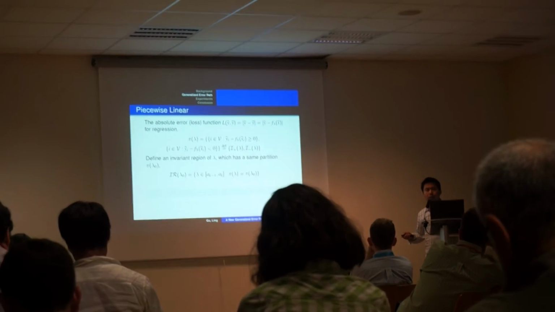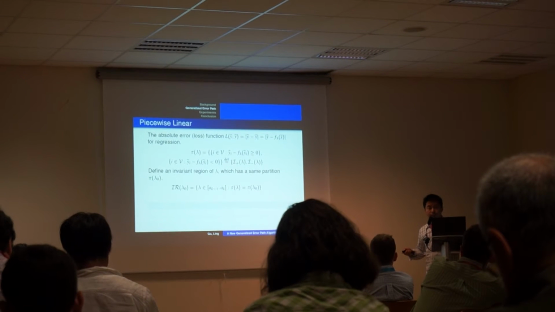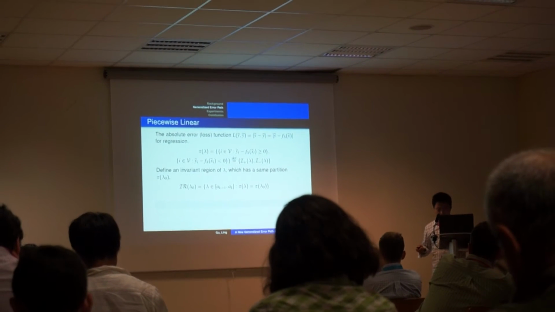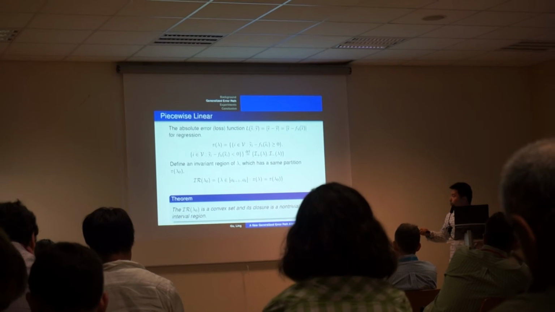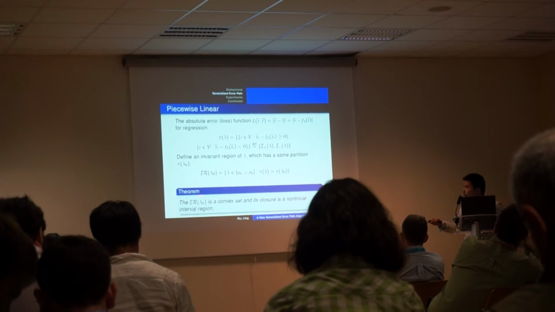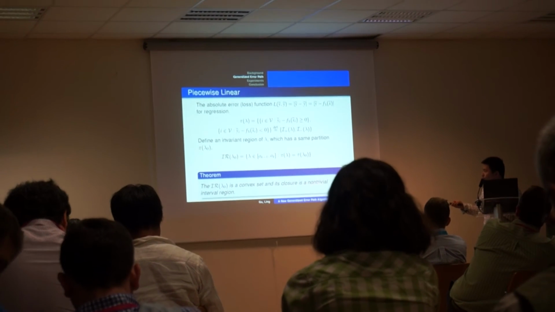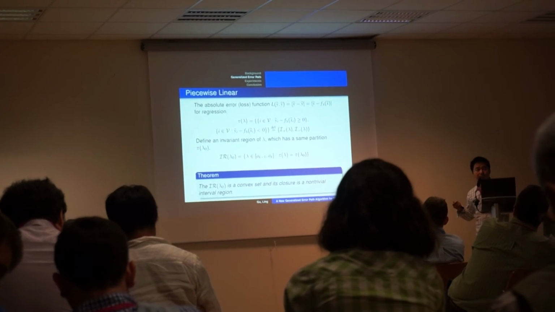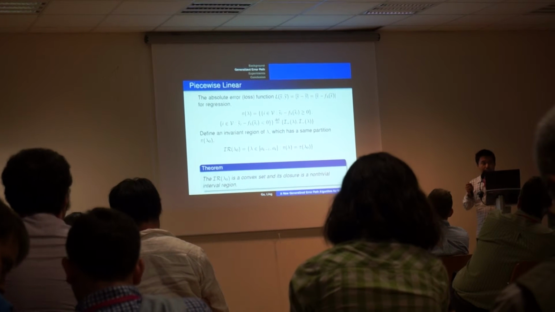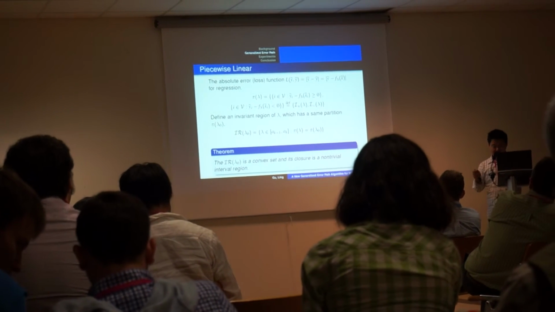And now we are interested in the invariant region. So what kind of invariant region? This theorem tells us that the invariant region is a convex set, and its closure is a non-trivial interval region. So this means that this invariant region is an interval and not a single point.